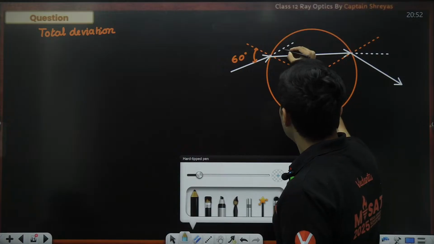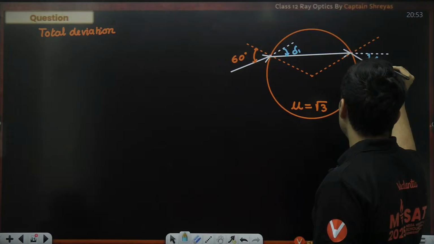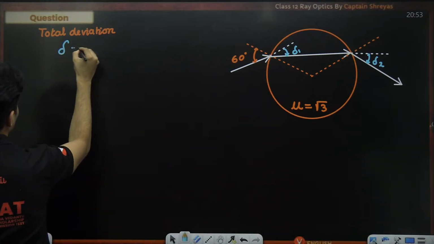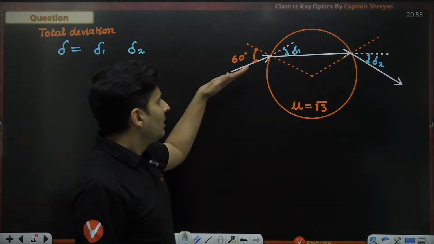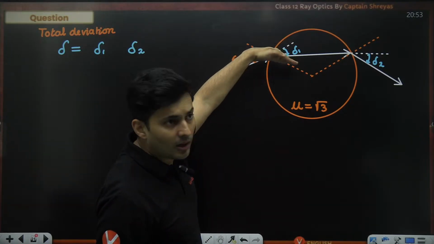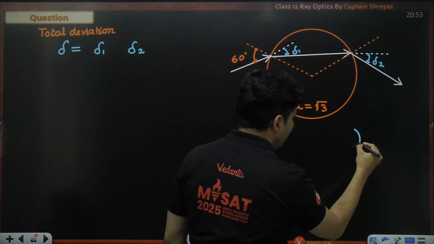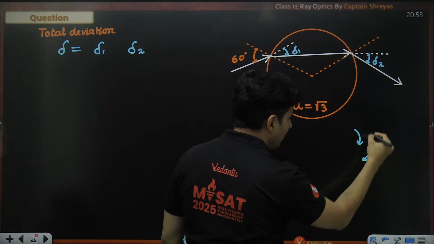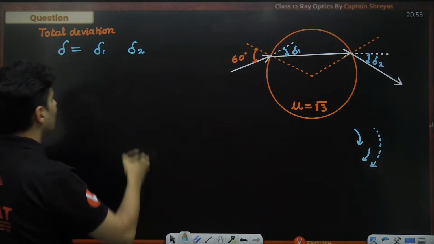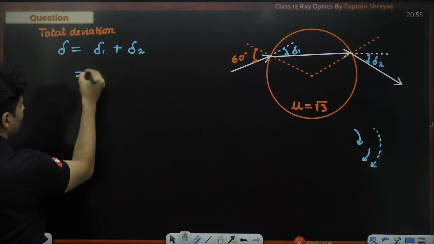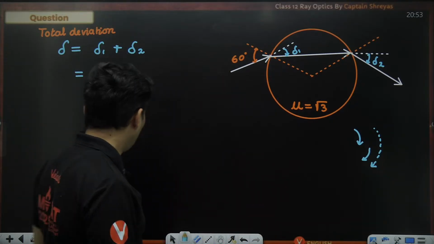So, as you can see, there is some amount of deviation here, delta 1, and there is some amount of deviation here, which is delta 2. If you ask me the total deviation, should it be delta 1 minus delta 2 or delta 1 plus delta 2? As you can see, the light is turning towards the clockwise direction. Here also it is turning towards the clockwise direction. So first time it turned here, second time it further turned here. So the total deviation is the sum of both the angles. So that's why this should be plus. But I do not know what delta 1 and delta 2 are. So I'll think about it in some formula now.